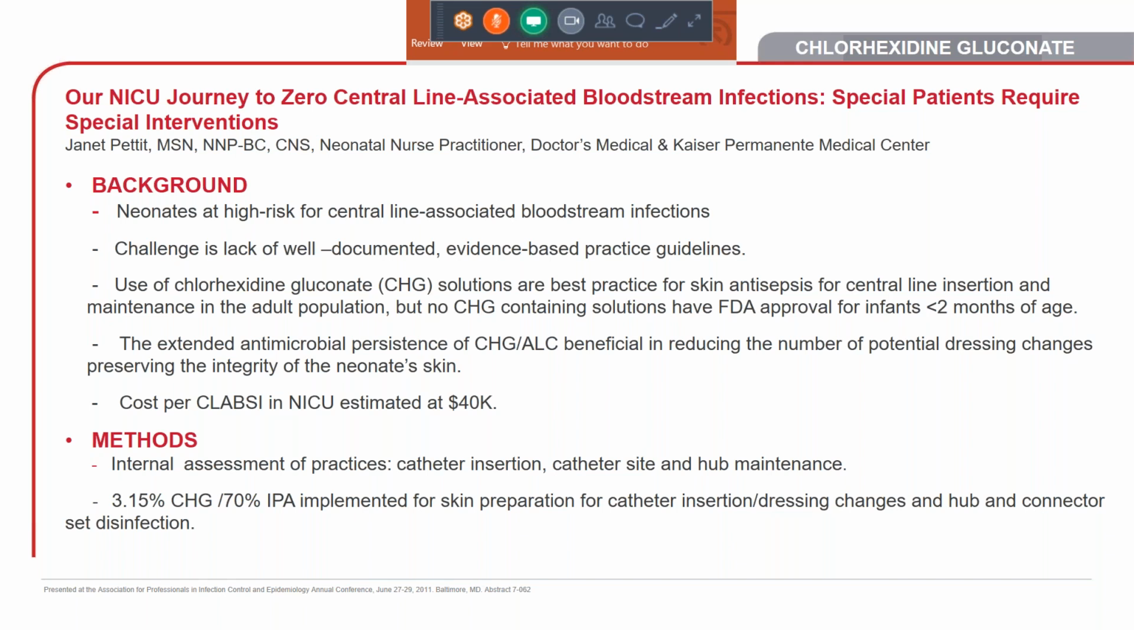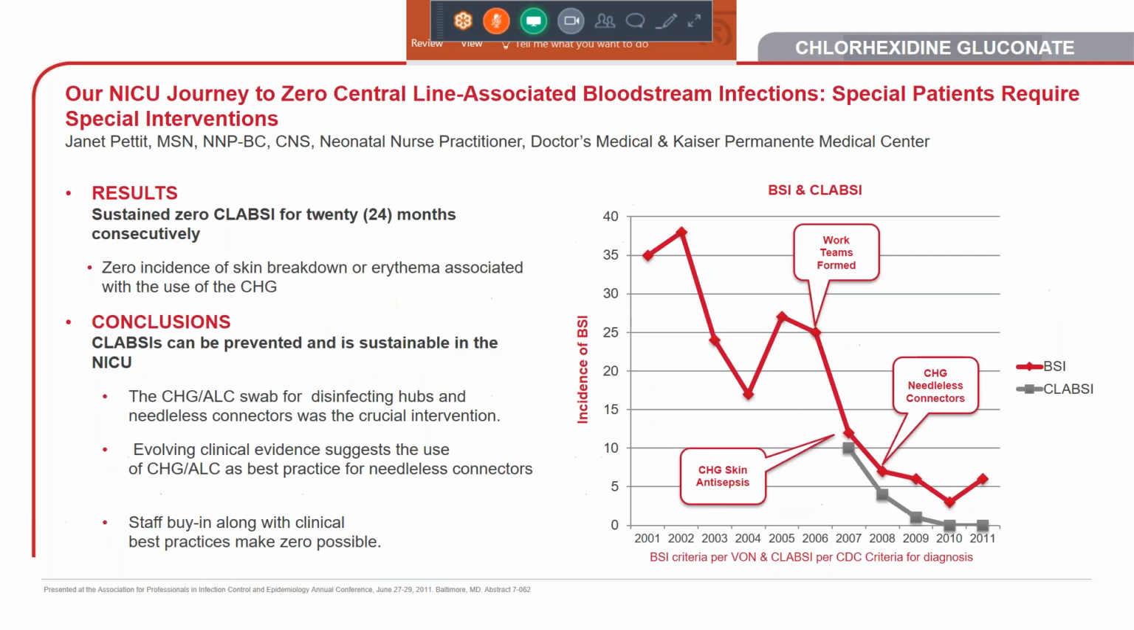Their methods, they did an internal assessment of practices both for catheter insertion and catheter site and hub maintenance. They initiated the use of a 3.15% chlorhexidine, 70% alcohol for skin preparation for catheter insertion and dressing changes, as well as for hub and connector set disinfection. Here you see their results.